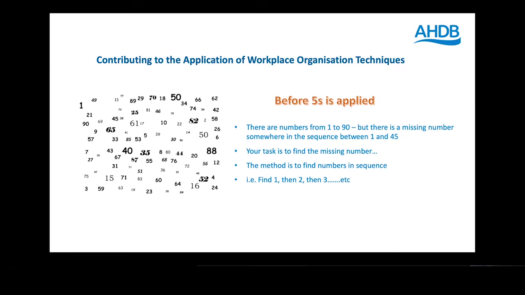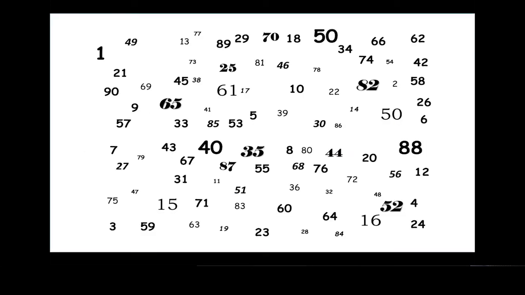Right, you ready? 3, 2, 1, go. So start off at 1, find 1, then move your way on to 2, keep going sequentially, and try and get to 45.